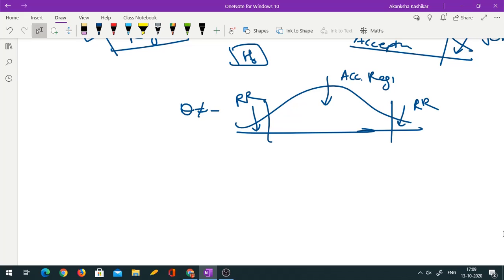Now there is a concept called the test statistic. Okay, so what is a test statistic?